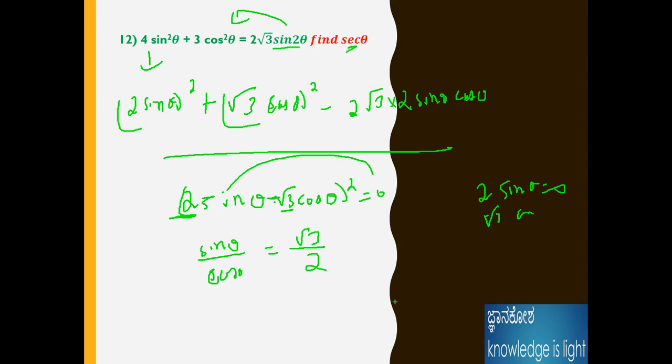Okay, how could it be done? Sin theta by cos theta is nothing but tan theta. Tan theta is equal to root 3 by 2. Therefore tan theta is nothing but opposite by adjacent. The opposite is root 3. The adjacent is nothing but 2. For the hypotenuse, using the formula, 3 plus 4 is root 7.